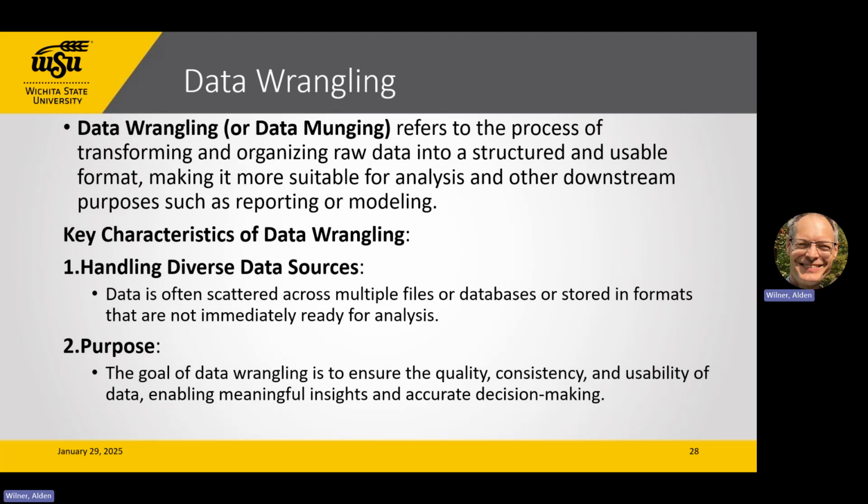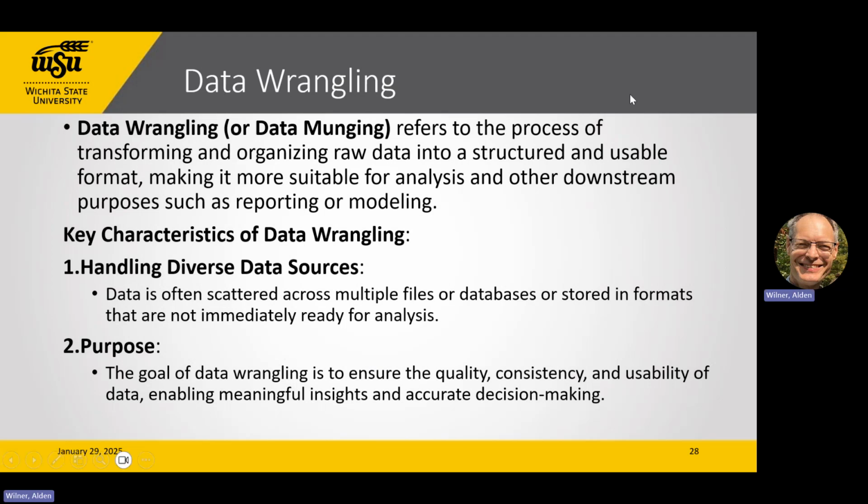So the key characteristics of data wrangling: we can get data from different sources. The idea is that if it's in multiple files, different databases, different formats, we want to be able to bring those together into a single format that we can work with going forward. So you're pulling data in from a sensor, you're pulling data in from interviews, you're plugging it into a giant spreadsheet that you're going to work with going forward.